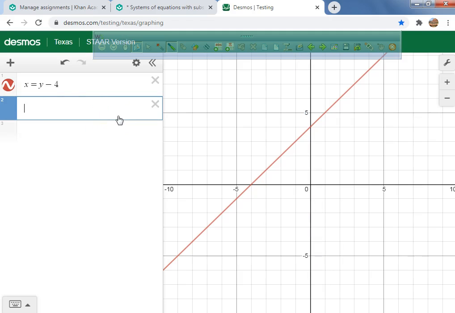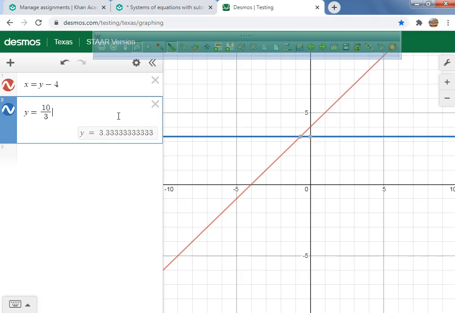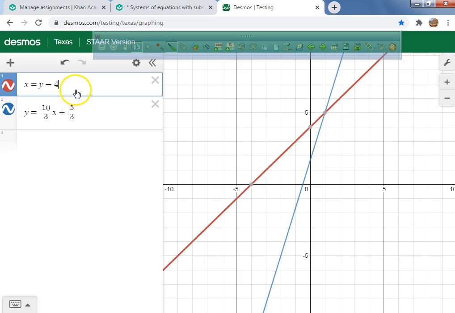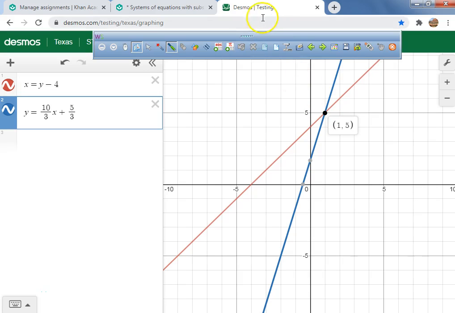So we had to change it to what? Slope-intercept form. So what was our answer in slope-intercept form? Y equals what? I know somebody in my class wrote it down. Was it 10 over 3 x plus 5 over 3? Like that? Okay. Do you see how you can graph these, and do you see where the two lines meet? So check this out.